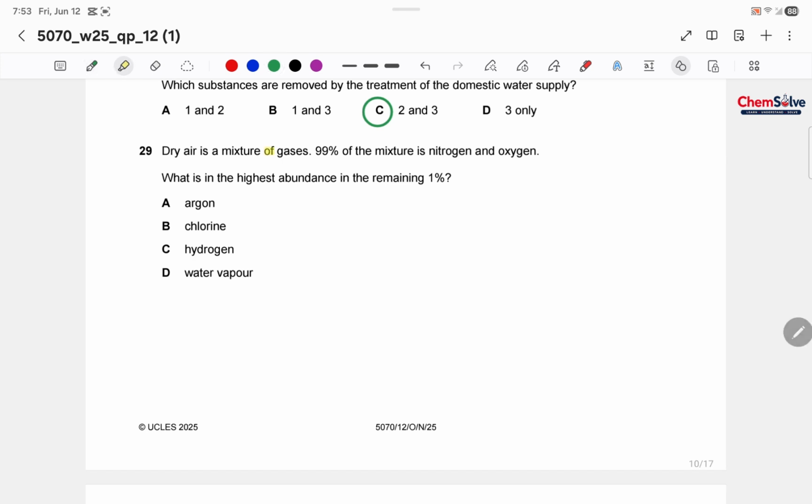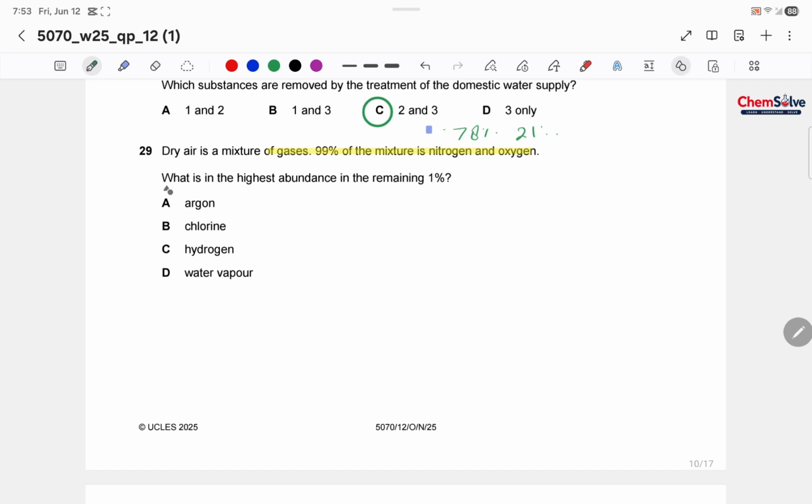Dry air is a mixture of gases. 99% of the mixture is nitrogen and oxygen. Yes, it is correct, because almost 78% nitrogen and almost 21% oxygen. What is the higher abundance in the remaining 1%? So again, it's a factual question, as I said.